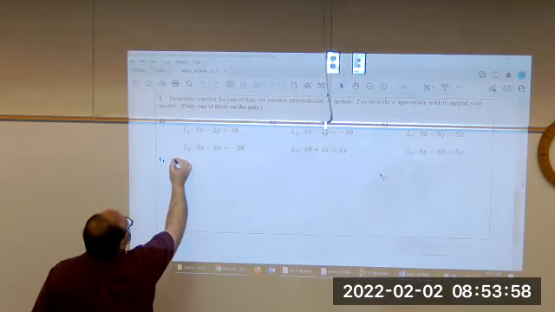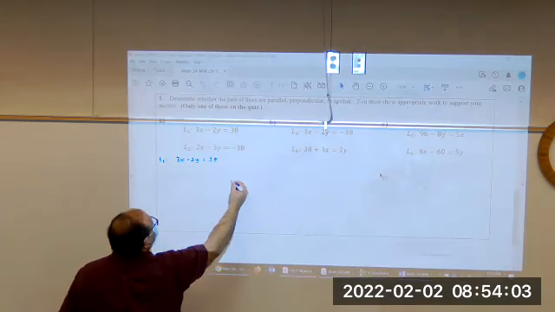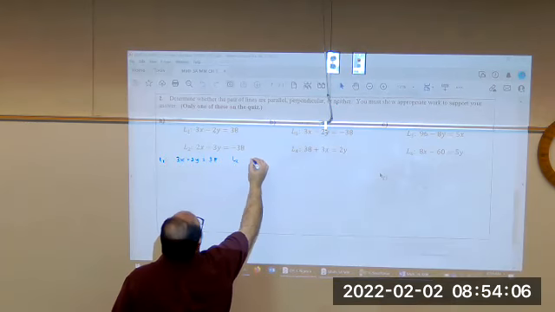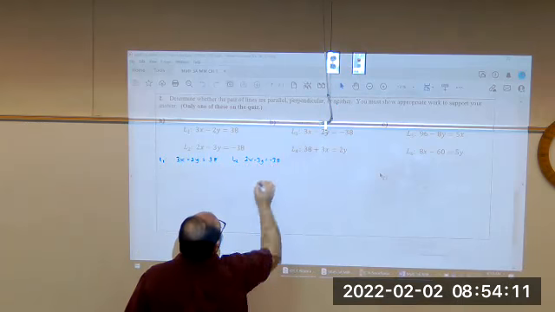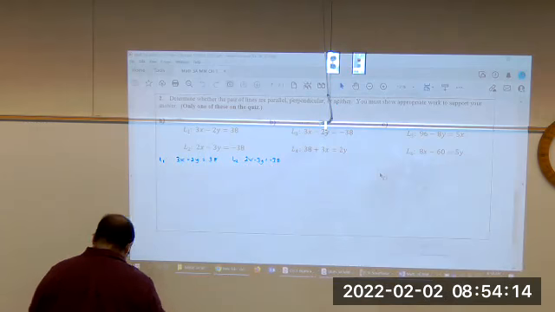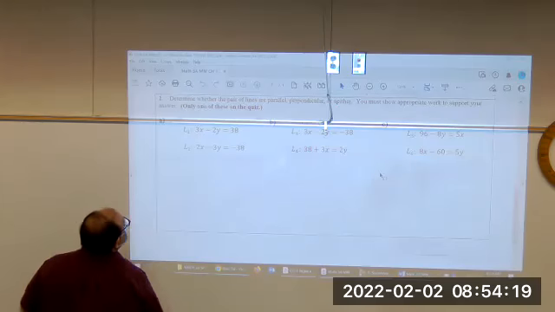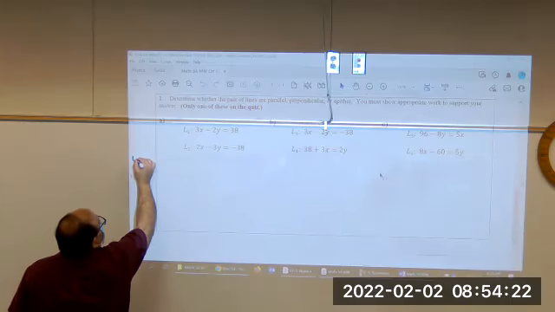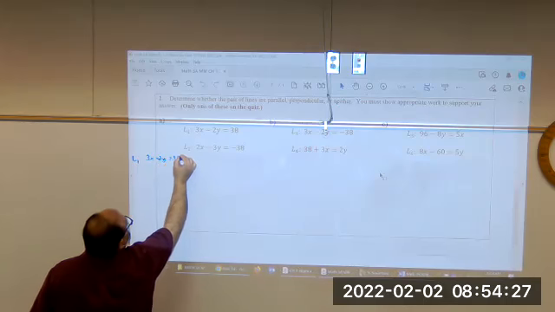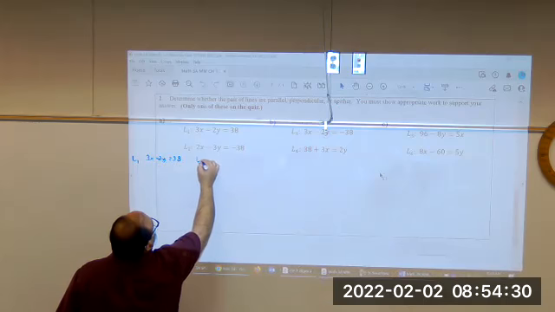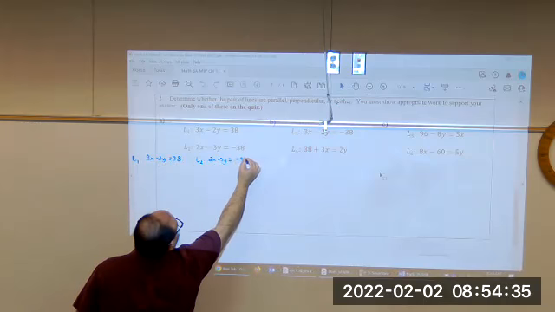Line 1 is 3x minus 2y equals 38. And line 2 is 2x minus 3y equals negative 38. We're going to go right into the next question, so we'll move it over just a little bit.